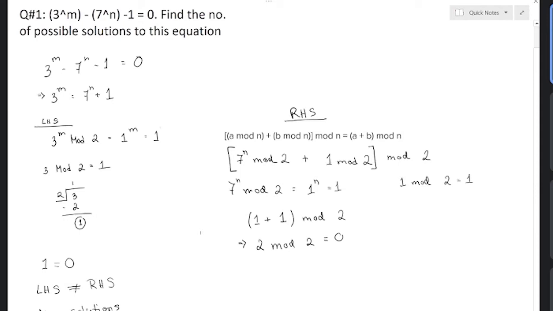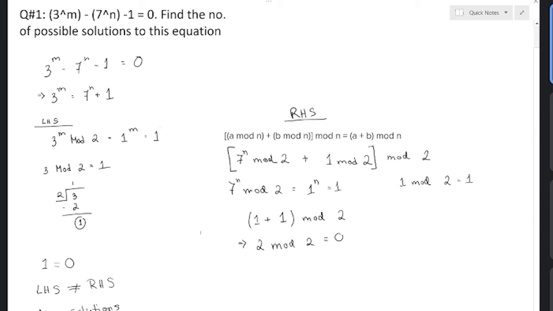Now we can move on to the right hand side, which is 7 to the power n plus 1. But now we are having two terms here, right? So previously we can use this formula here. See, this: (a mod n plus b mod n) mod n will give you (a plus b) mod n. You can use this when you have two terms. Here we are having two terms: 7 to the power n is one term and 1 is another term. So if you put this in the formula, we will be getting (7 to the power n mod 2 plus 1 mod 2) mod 2.